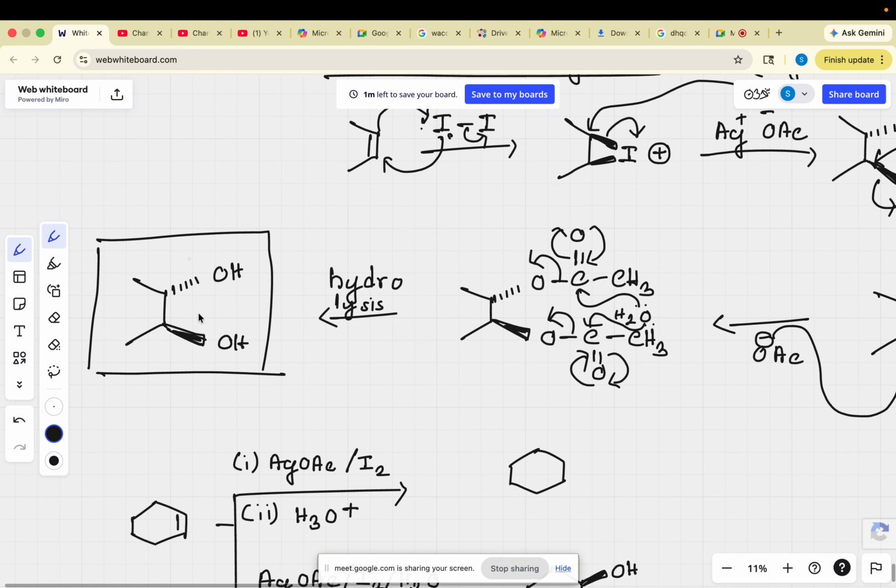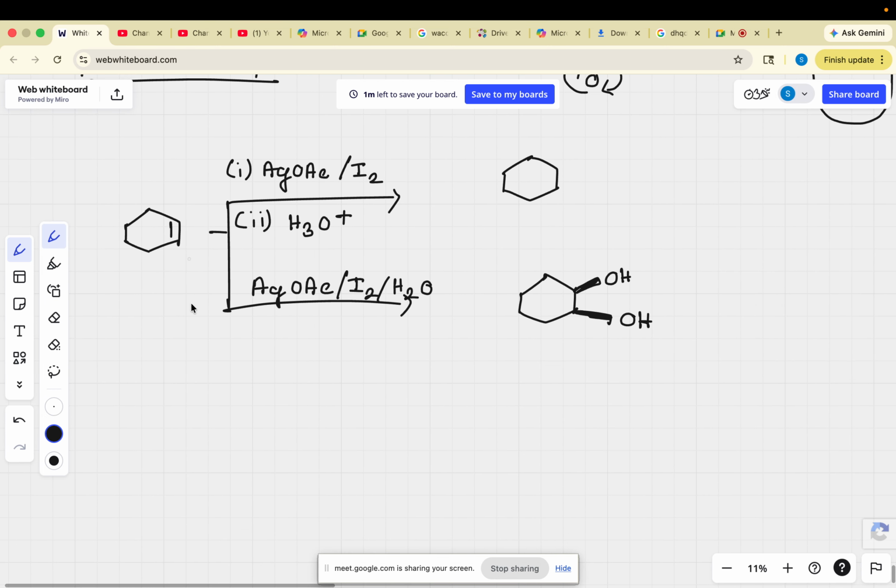And Prevost, you will get anti, or trans. So when you are using Prevost, one OH will be above the plane and one OH will be below the plane. That is the only difference. In Woodward dihydroxylation you will get syn dihydroxylation, but with Prevost reagent you will get anti dihydroxylation. This is the only difference you have.